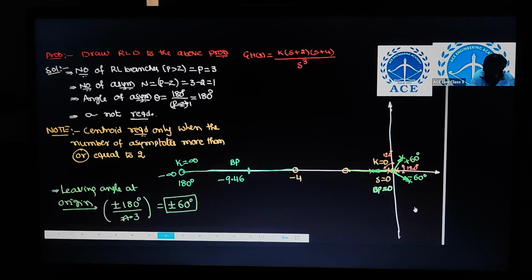And now come and draw the root locus diagram. This pole, I'd say, left side it will come. Then it occupies 0. It occupies 0 minus 2 when k equal to infinity. That means 1 pole, 1 zero completed.